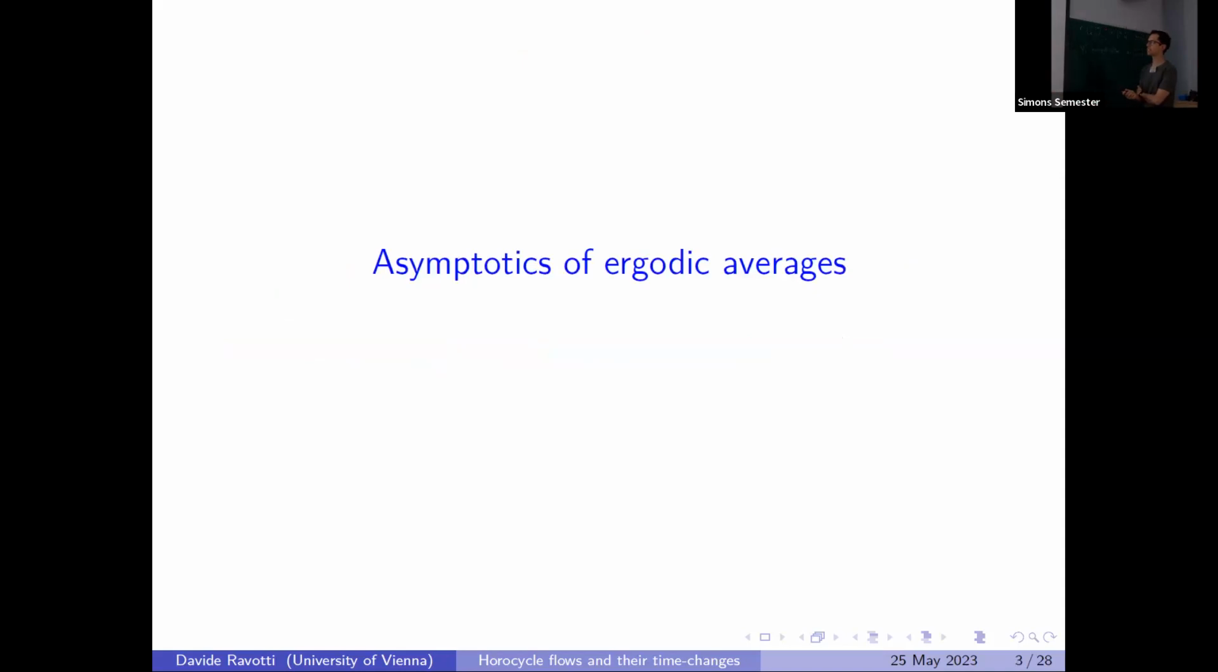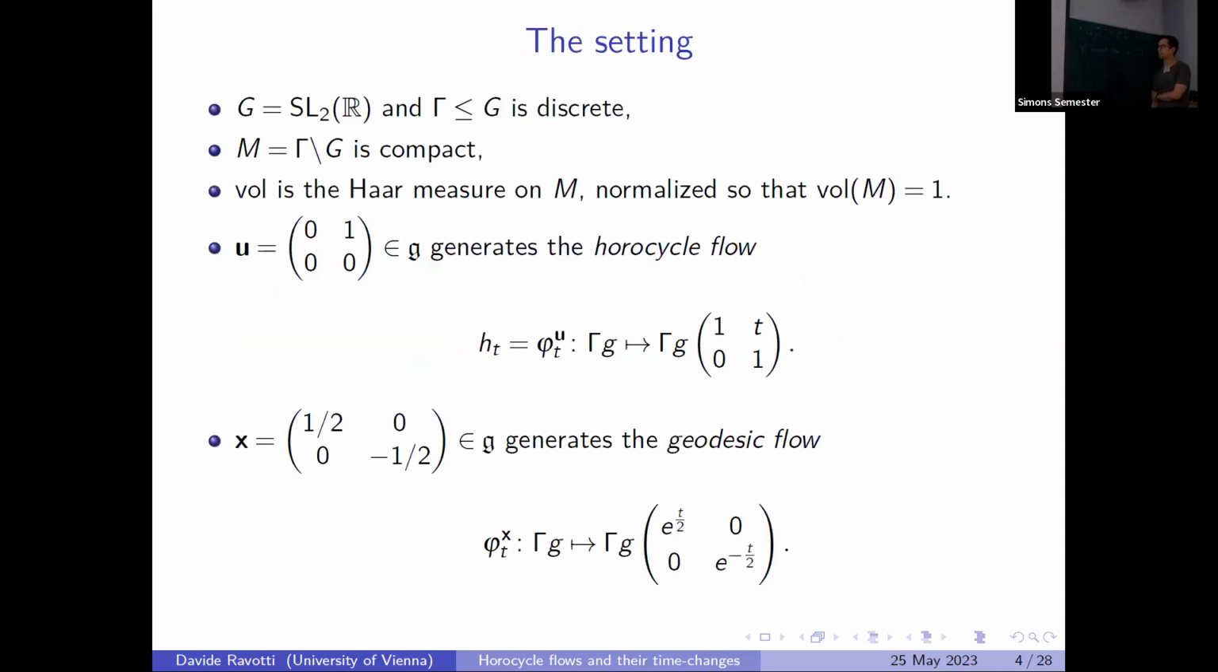Okay, so let us start by looking at the ergodic averages. So once again, the setting. I want to take quotients of SL2R, and from now on, I will always assume that the quotient is compact. Last lecture, we saw the quotient of SL2R mod SL2C. That is not compact. It's finite volume, but it's not compact. So I will not talk about those, but I want to take quotients that are compact. The Haar measure, I will denote it by vol, for volume.